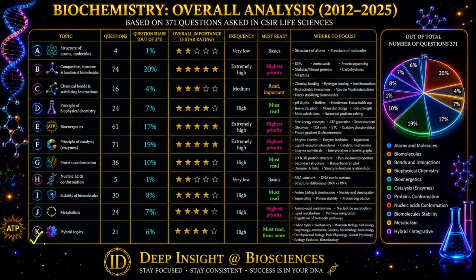The final section, topic K, includes hybrid and integrative questions. It contributed 21 questions or 6% of the total. It has a 4-star importance rating and high frequency.